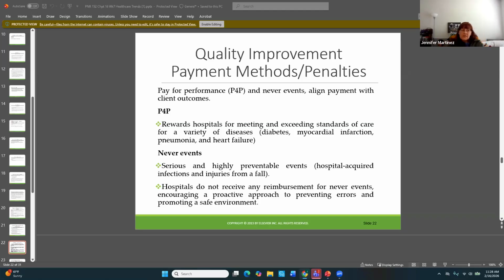With never events, hospitals don't receive any reimbursement. So again, we talked about that. If your client comes in, they've had a heart attack, and you get their reimbursement for the heart attack, but while they're in there, they develop a catheter associated UTI or a pressure area, again, the hospital's not going to get reimbursed for that.